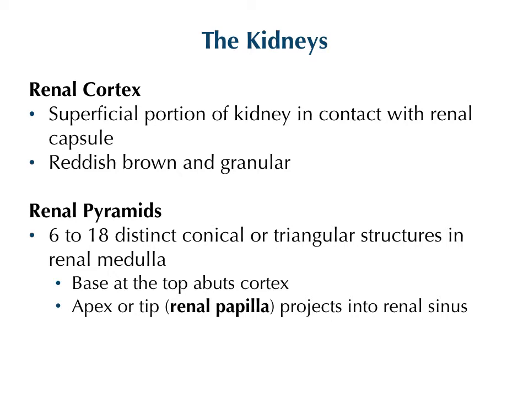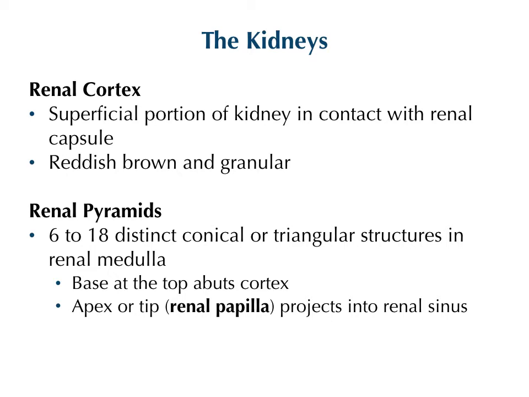The renal cortex is a superficial portion of the kidney that's in contact with the renal capsule. The renal pyramids lie underneath and abut against the renal cortex. Approximately 6 to 18 of these conical or triangular structures would be a normal amount. The renal pyramids make up the bulk of the medullary tissue. The base of each pyramid faces outward, and the narrow papilla of each faces toward the hilum.